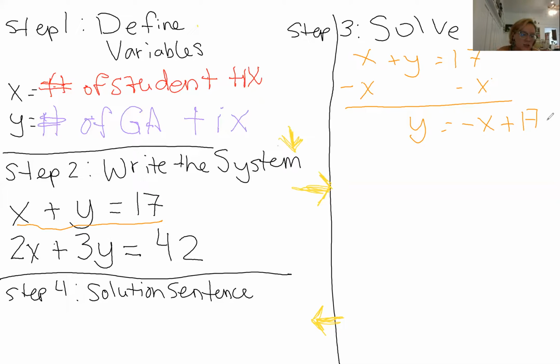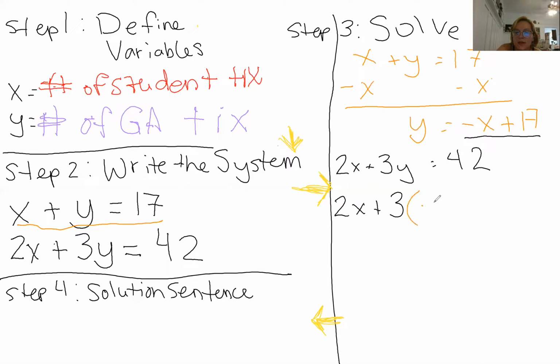Now that I have this equation, I can do the work to solve. So we're going to look at our 2x plus 3y equals 42. Now remember, y is actually equal to this. So anywhere there's a y, I can now put negative x plus 17 in. So I am now going to do that substitution. I've got 2x plus 3. We're going to put this inside parentheses here, make it easy on us. I have negative x plus 17, and we're going to put equals 42 in there.